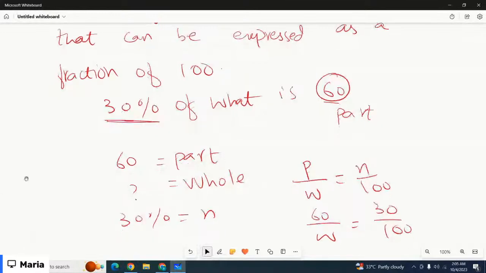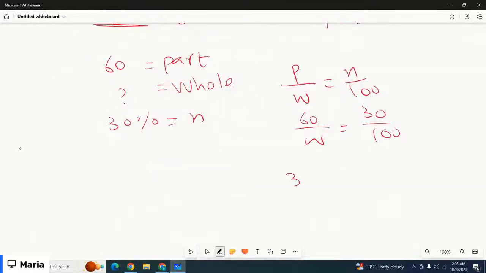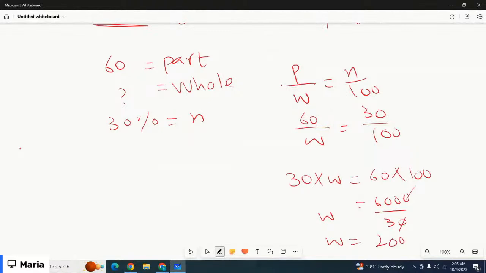So you have to do 30 times whole and 60 times 100. That would be 6,000. 6,000 divided by 30. So that means whole is 200. That means whole is 200 and 60 is the part of the whole, right? So that's how you calculate the percent. Whenever you have to calculate the percent, you need to form a proportion between the part, the whole, and the percentage.